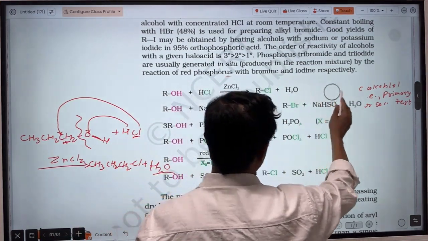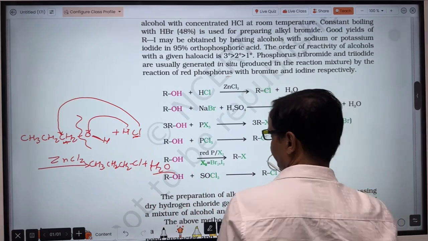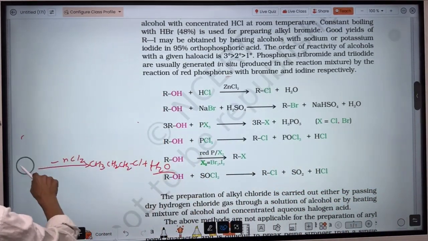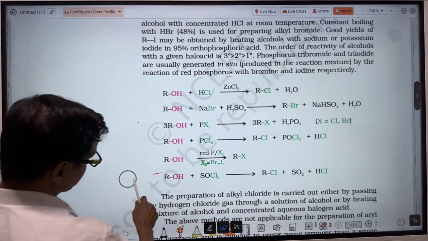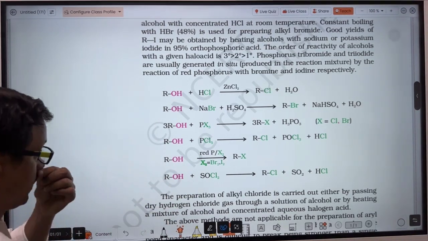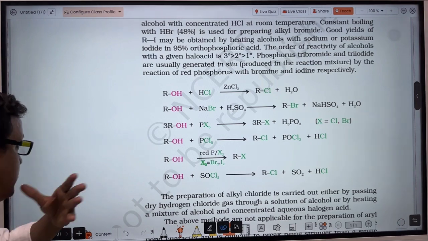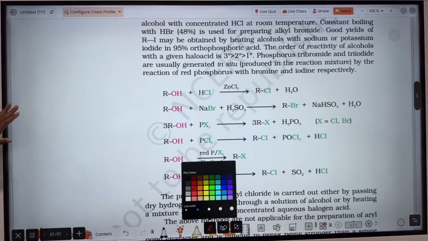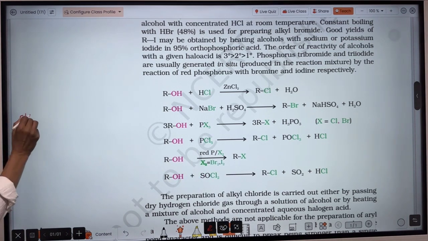Now let's see the next question about this one. Here, when alcohol reacts with the mixture of NaBr and H2SO4, then what will happen? Listen here. I am taking an example, then you can also predict. As for example, I am taking here this compound.